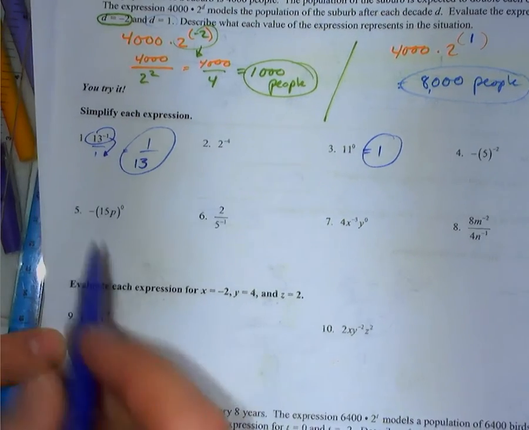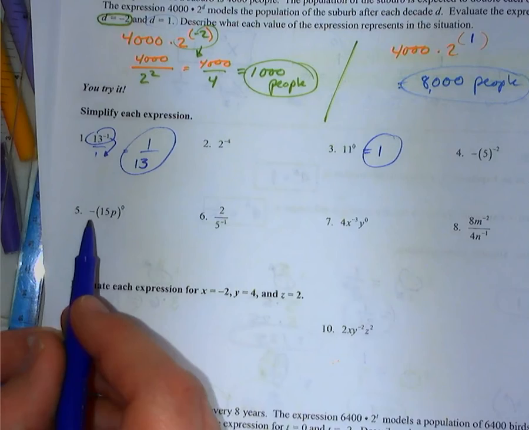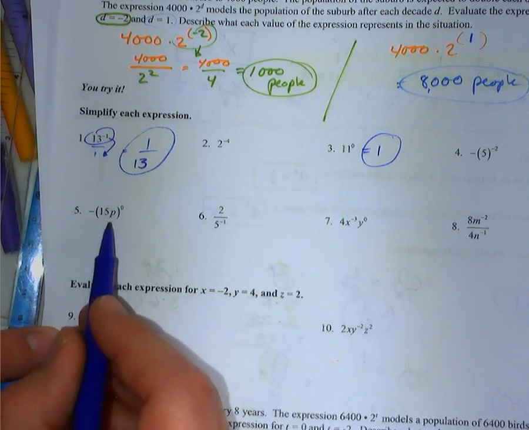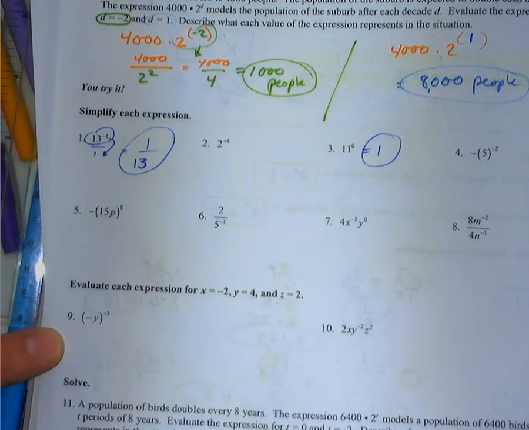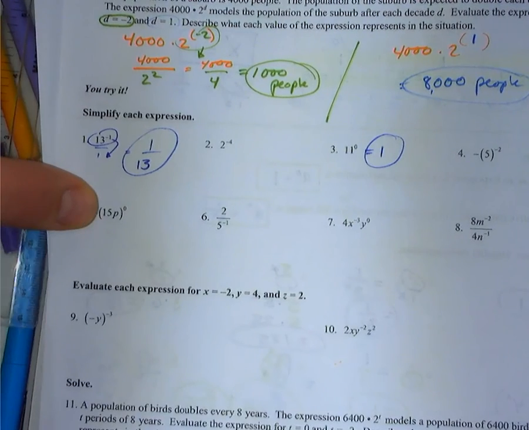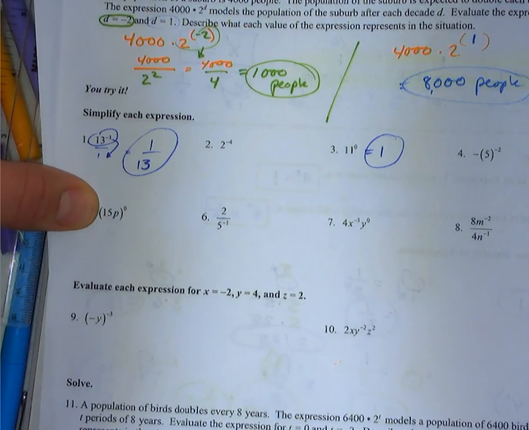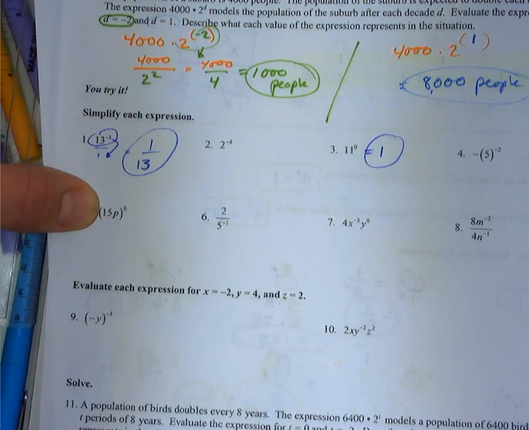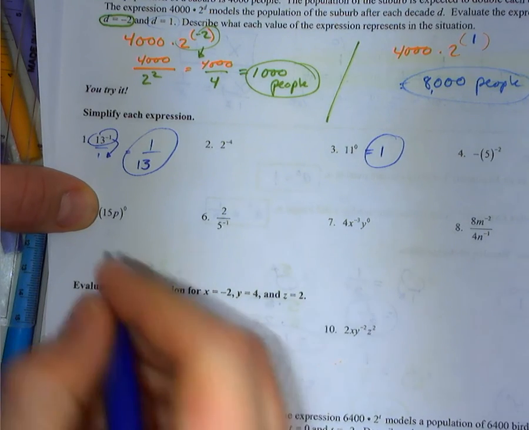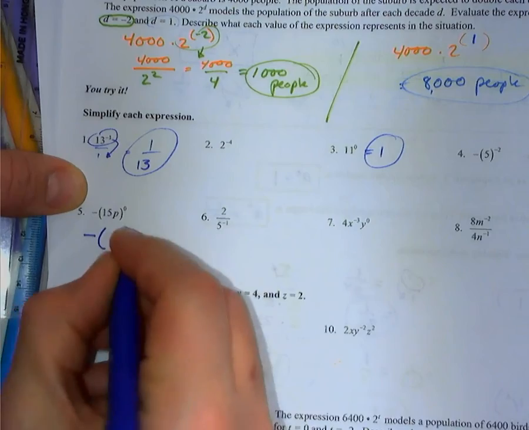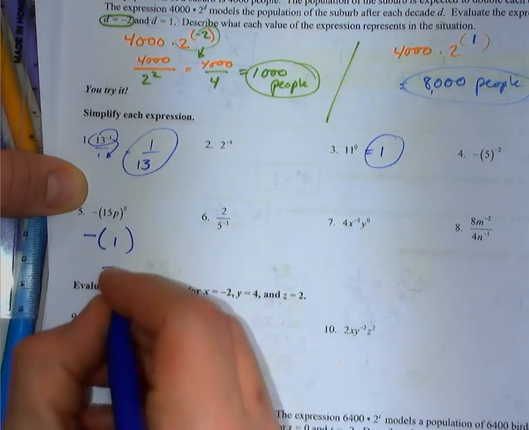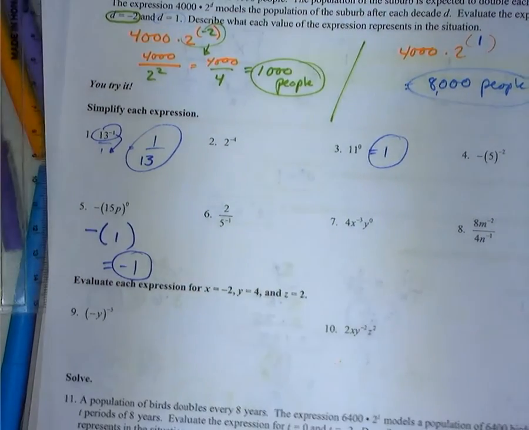All right, now I take a look at the next one. I have the opposite of 15p all raised to the 0. So cover up that guy and do 15p to the 0. What's 15p to the 0 power? That's just 1, right? So the opposite of that would be negative 1. Okay. So again, we have to do exponents first, and then we take care of multiplication.